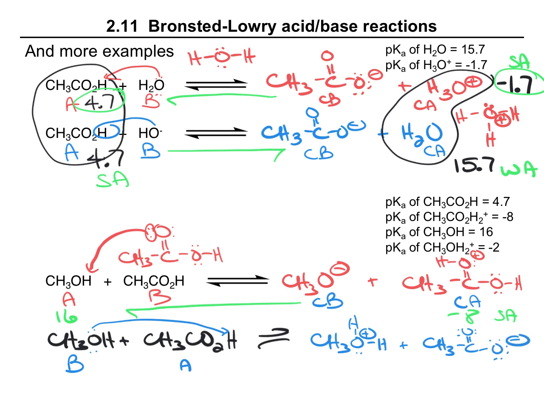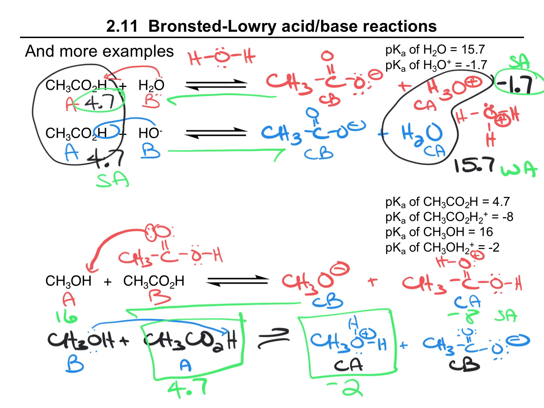Because methanol acted as the base, then protonated methanol is the conjugate acid. Because acetic acid acted as the acid, that would mean that acetate is the conjugate base. So we need to compare this acid with this acid. Acetic acid has a pKa of 4.7, and protonated methanol has a pKa of -2. So we're still talking about this as the stronger acid, and so the equilibrium still lies to the left.